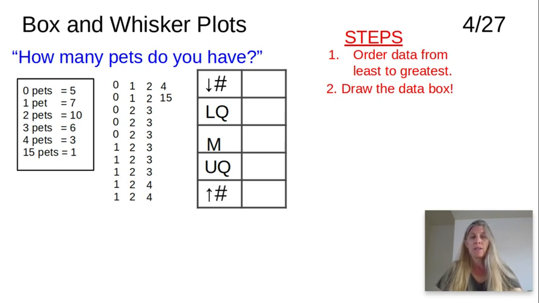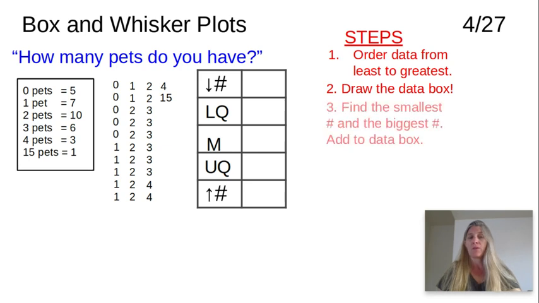So we're going to go ahead and look at this data and find what these specific numbers are. The smallest number and the biggest number are the easiest. We look and we see that the smallest number of pets that people had was 0. So we're going to go ahead and put that 0 there. And we can clearly see that the most pets anyone had was 15. So those are the easiest 2.